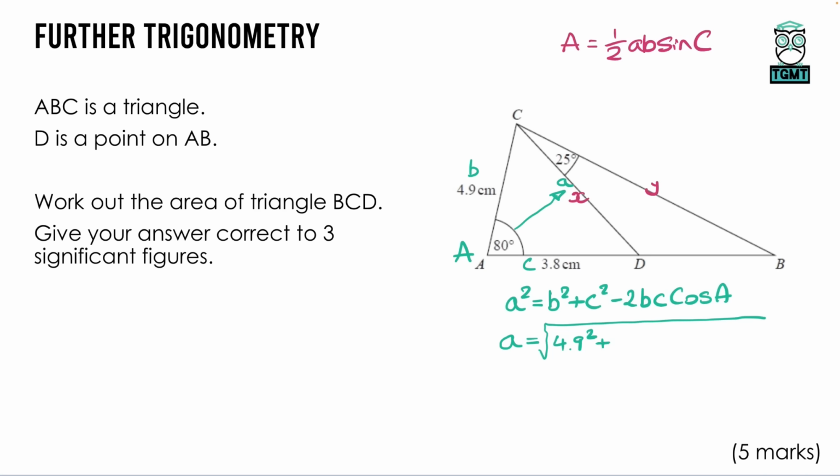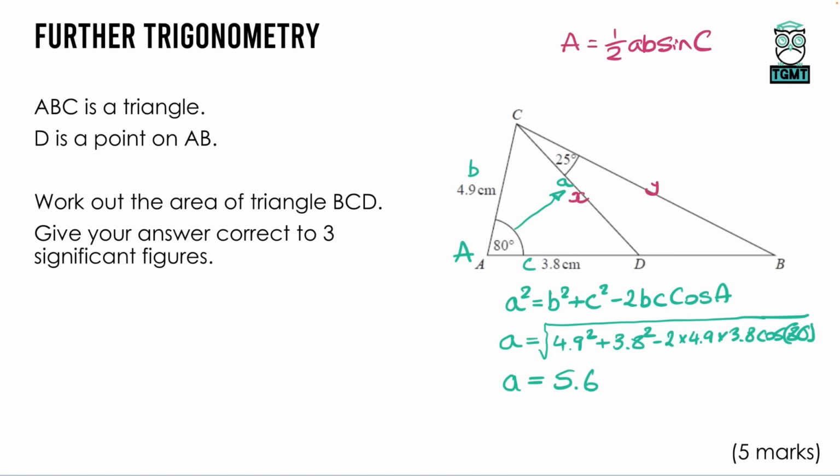Although it's not the hardest to type in, particularly after some of the other types of calculator use we've done. The next one would be 3.8 squared. So again, 3.8 squared, and then take away 2 times 4.9 times 3.8 cos 80, and it will open up a bracket, and that angle there goes in your bracket. So typing that into the calculator, we are going to get, I would imagine, quite a large number, and that's absolutely fine. It does say 3 significant figures, but we will write this out in full to start with.